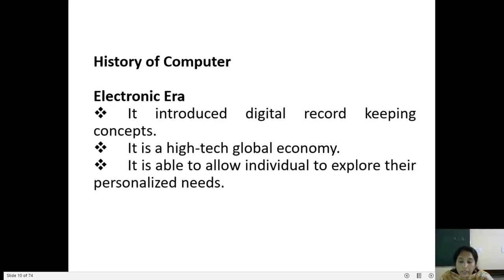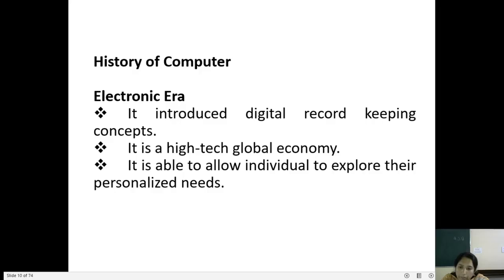language. Next it comes to the electronic era, where this concept was updated and upgraded, and they introduced the digital record keeping concept. High-tech global companies and many individuals explored, it was updated, and many computers were introduced at that time. We will understand how the generations came about. This is only a brief history that I am giving you, telling you how things changed.